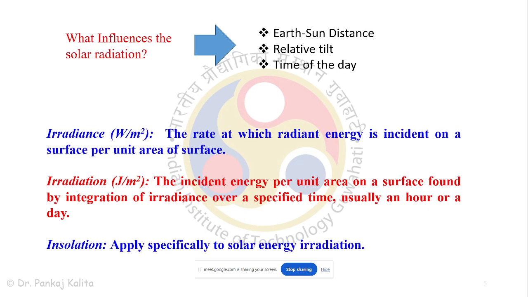Okay, so the solar radiation is influenced by the Earth-sun distance that we have discussed, the relative tilt and time of the day. So, irradiance and irradiation. Irradiance is basically the rate at which the radiation energy is incident on the surface per unit area of the surface. Irradiation is basically the integration of it over time. So we are talking about how much energy we have received per unit area of the surface in a particular time.